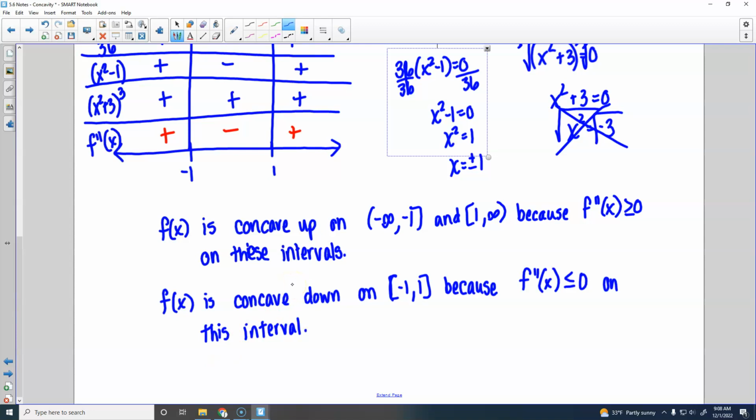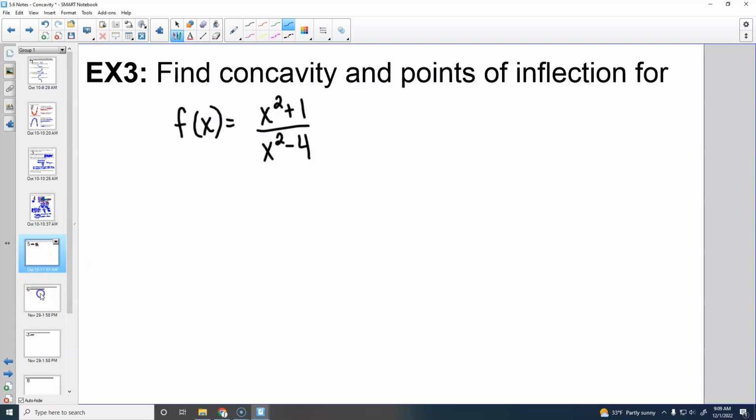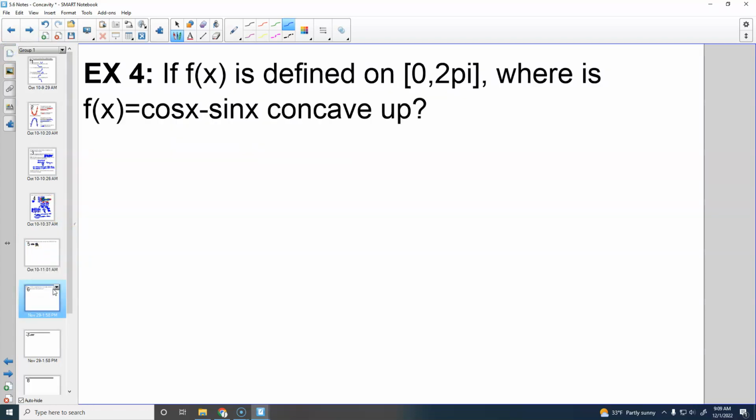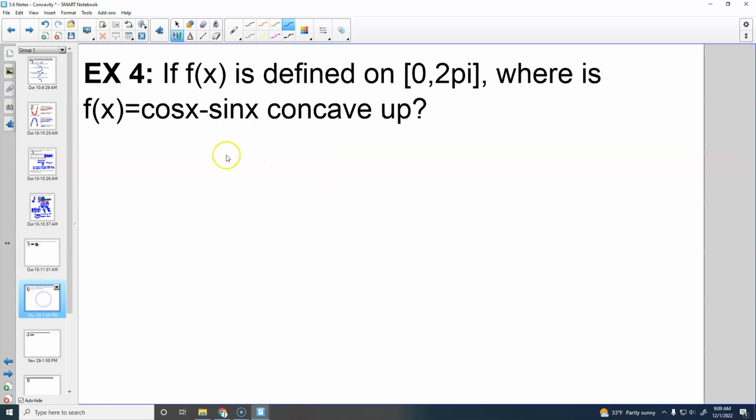Okay, questions here? All right. We might skip that one. Let's go to a trig one. This one is similar, it's just that the second derivative takes you a little while to get on that one. We're going to skip it because I want us to have plenty of time to go over the FRQ.